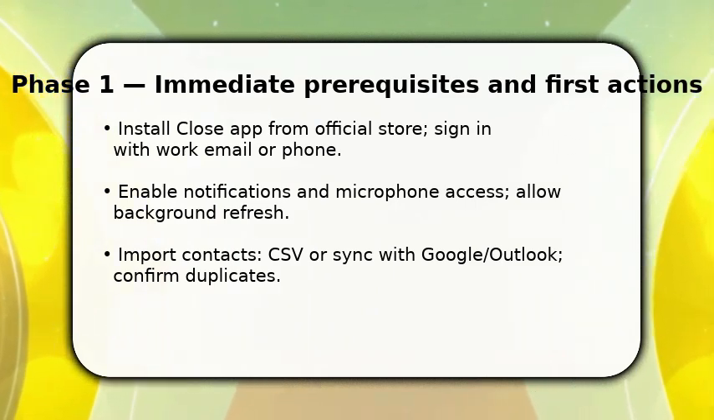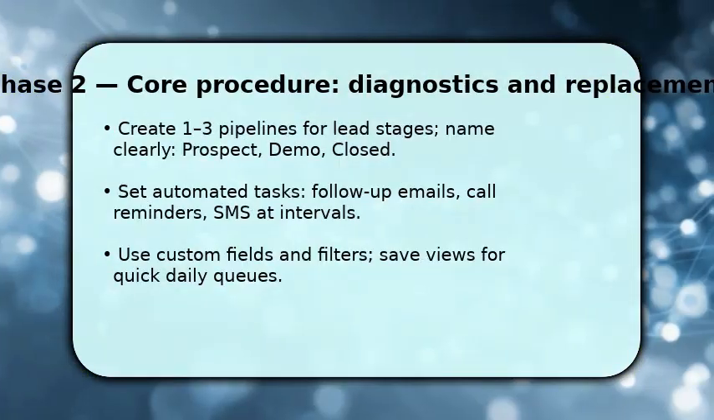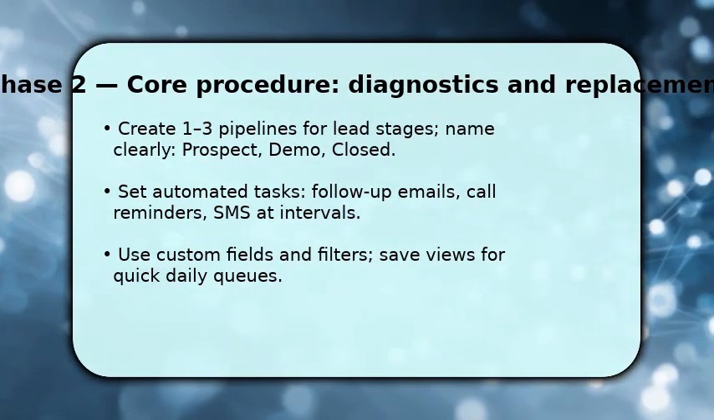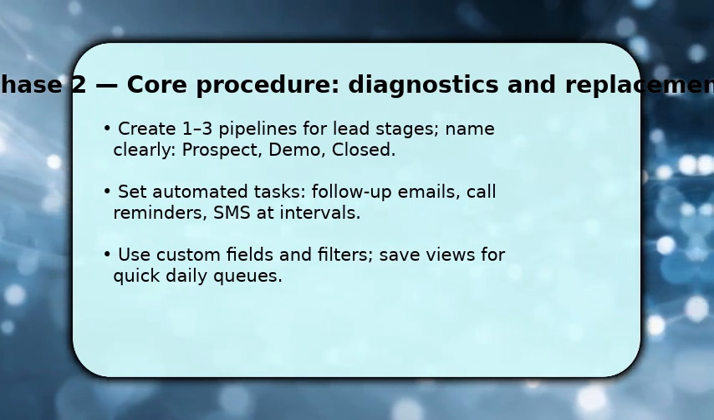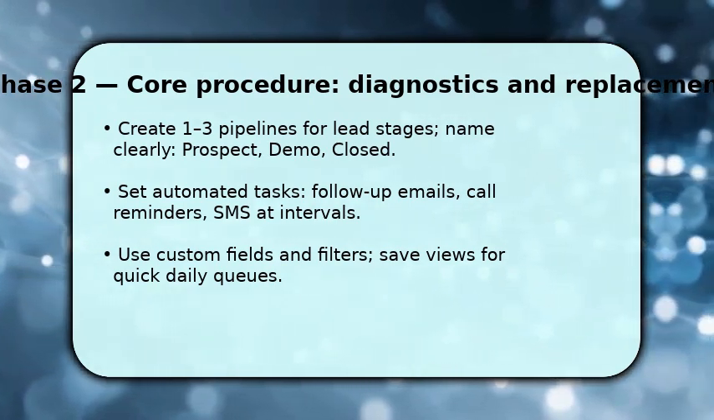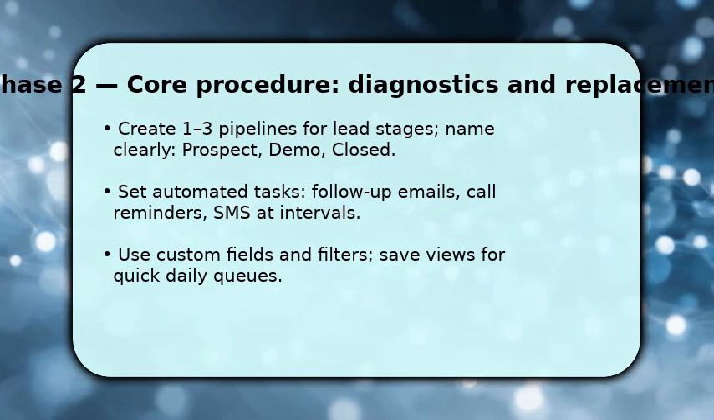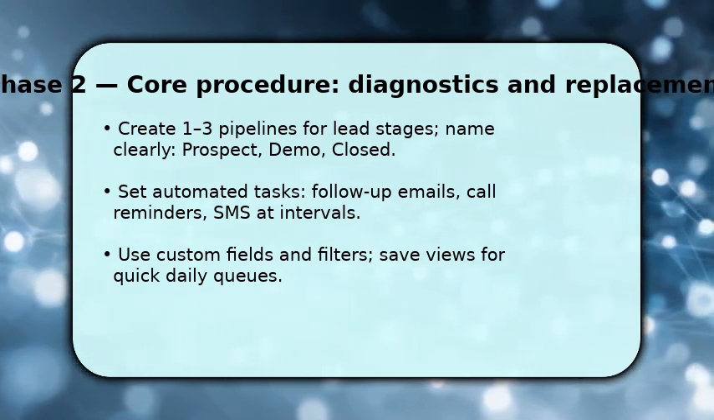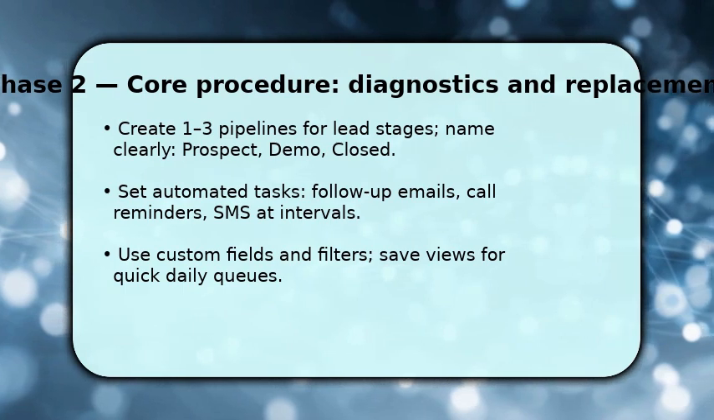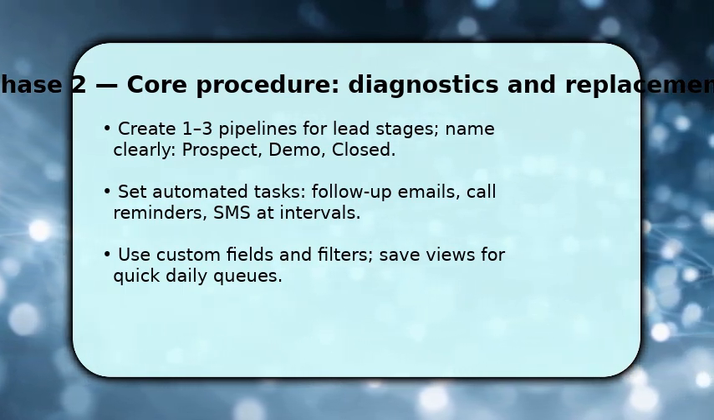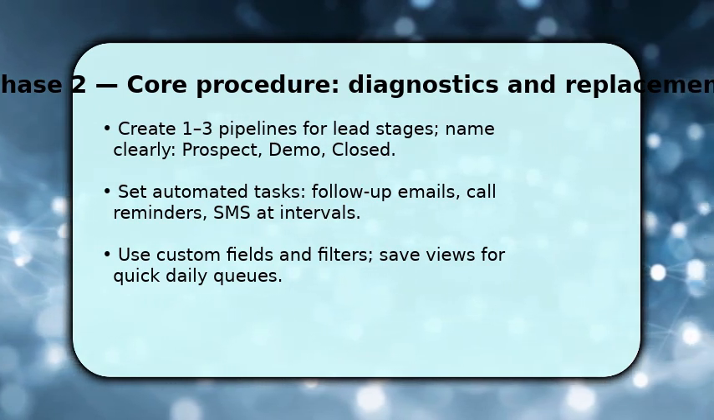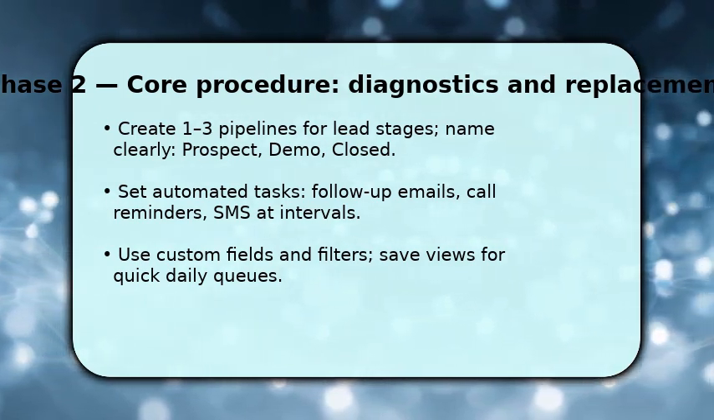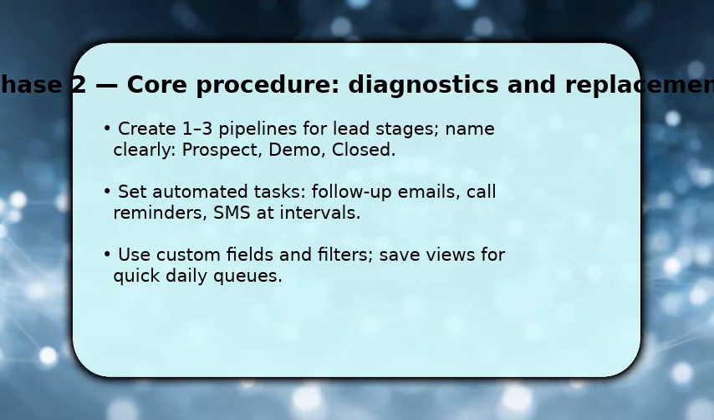Now you build the meat of your process. Create 1 to 3 pipelines that match your sales stages: prospect, demo, closed, and name them clearly so your team knows where to move deals. Then add automated tasks. Schedule follow-up emails, call reminders, and SMS sequences at set intervals to keep momentum. Use custom fields and filters to qualify leads and save views for daily queues. These steps reduce manual work and ensure every lead progresses.